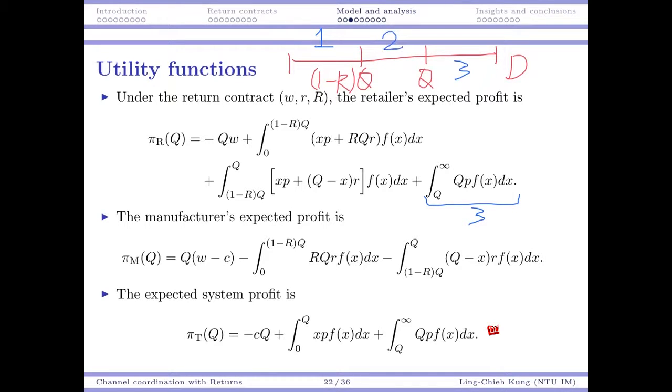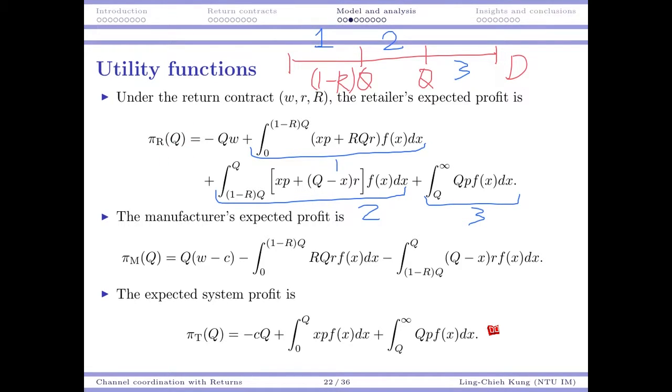For region 2, that's another story. If I sell more than 1 minus R times Q but less than capital Q, then I'm going to again earn some sales revenue. But now, my return quantity will just be all my leftover, which is Q minus my demand. So this is my second region expected revenue. And of course, this is the first region. So depending on different demand realization, I can write down what will be my expected revenue. And collecting everything is going to give me the retailer's total expected profit under an order quantity.